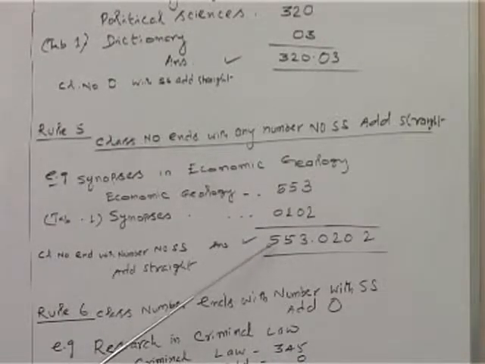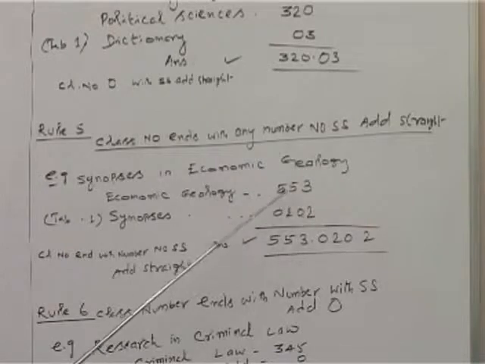Now the answer is 553.0202. There is no delete here, and the class number ends with a number, so you can add straight away with the table number. Now we can shift into rule number 6.